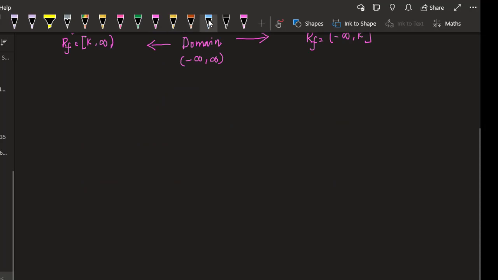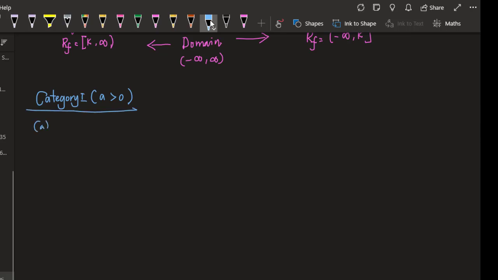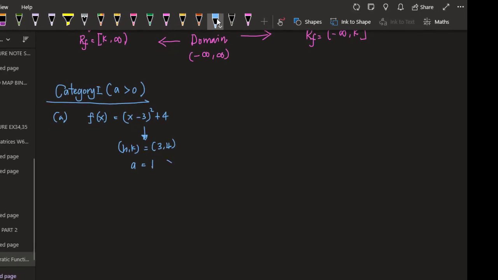Now let us proceed to the categories. We already get used to using categories, right? We use the first category, where a is greater than 0. Category 1: a is greater than 0. For question A, you are given f(x) = (x - 3)^2 + 4. It's already in the perfect form. From here, you must figure out (h, k) is (3, 4), and the value of a is 1, which is the category greater than 0.